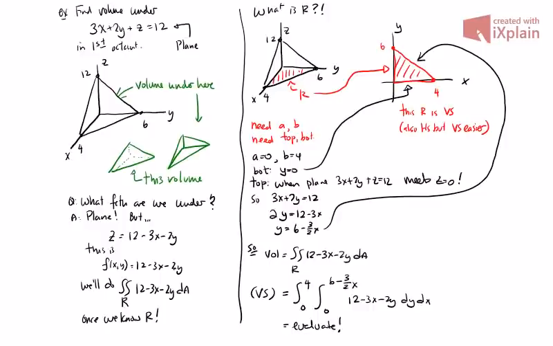So again, this also can be done as horizontally simple, in which case this function, y equals 6 minus 3 halves x, needs to be solved for x to get it to be the right-hand function. But this is a little bit easier in that sense. So that's the end of the chapter. Hope that was good.